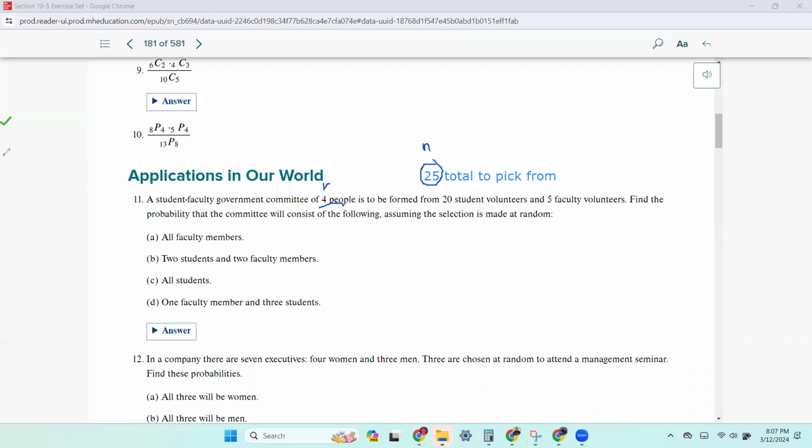So our denominator for all problems is as such. It's the C of 25. And that'll save us a little bit of time because we're just going to do it once and then we just do the numerators. All right. So what does that come out to?